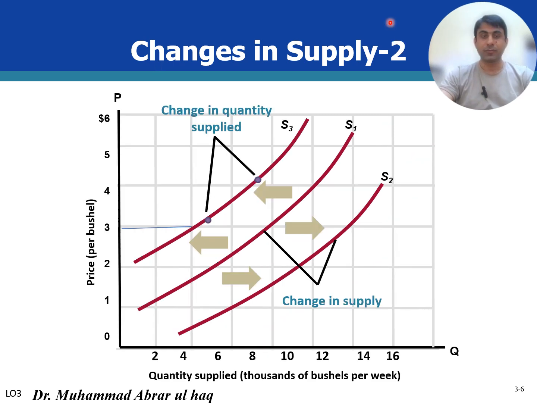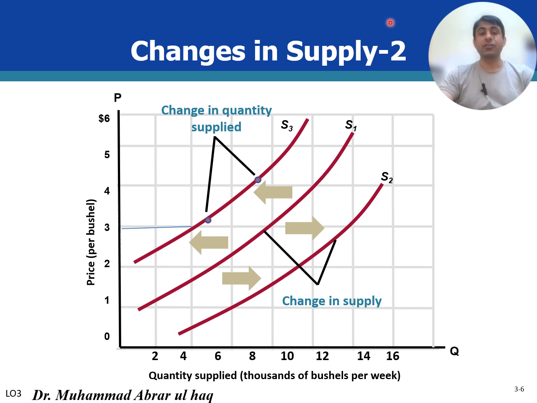Meanwhile, the change in supply encompasses a shift in the entire supply curve that's due to factors beyond price fluctuations. These factors include the change in input prices, as we discussed. It can be raw material prices, labor prices, technological advancements, or future expectations of the producers, etc.